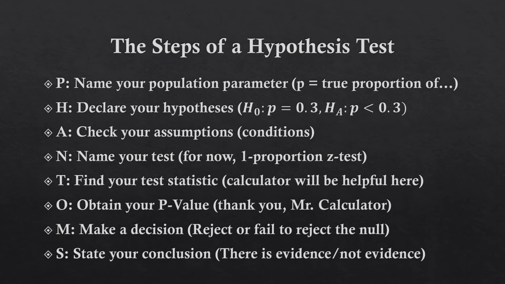P, again, stands for defining what your parameter is. So what are we trying to estimate? Again, for our purposes right now, it is just p equals the true proportion of, and then whatever you're trying to estimate, okay? Then H stands for declaring your hypotheses. So it's really simple. You just say our null hypothesis is, say, p equals 0.3. Our alternate is that p is less than 0.3, or whatever your hypotheses have to be, okay?